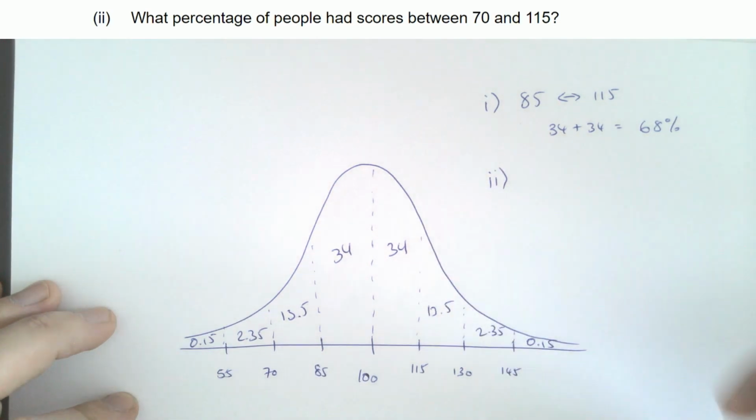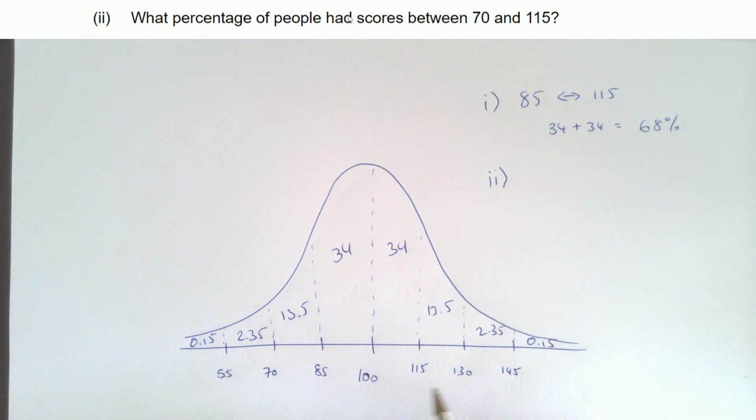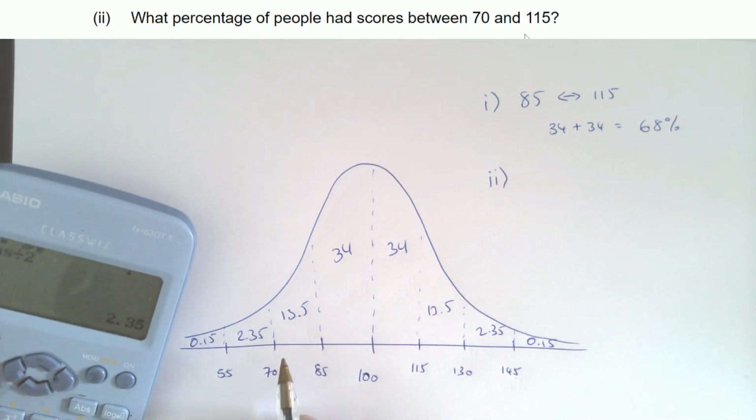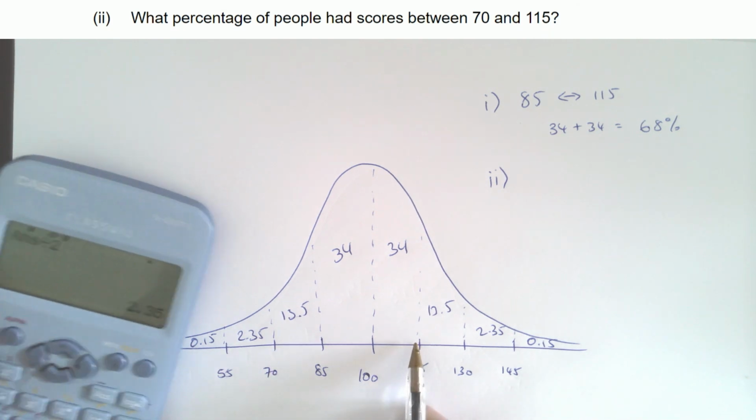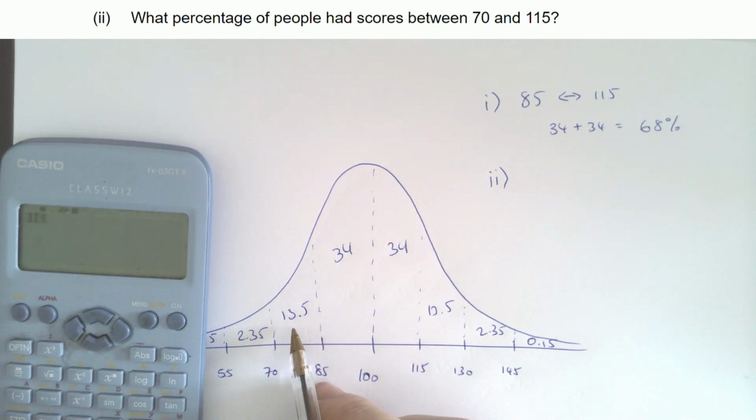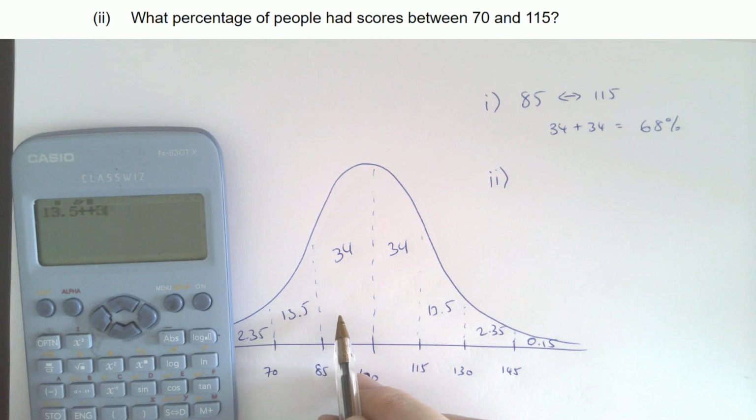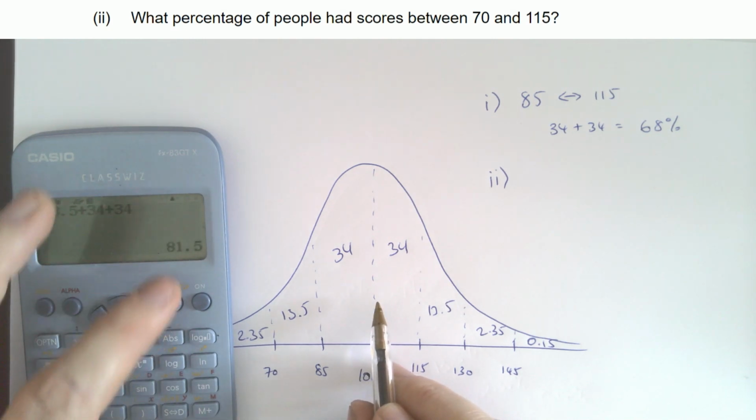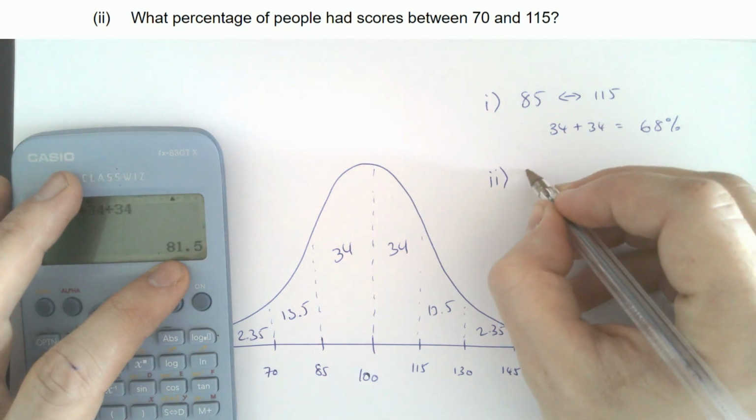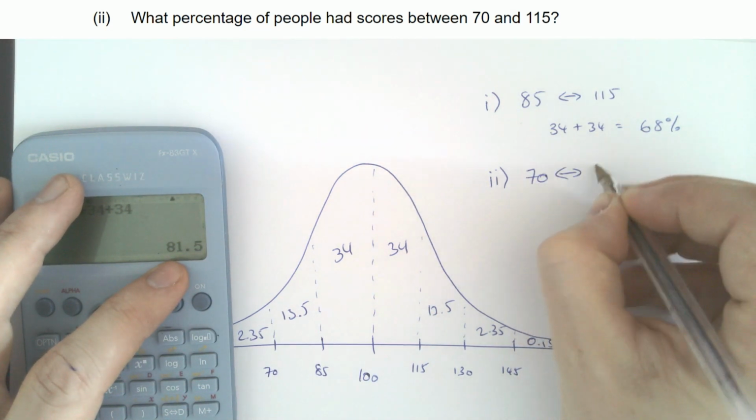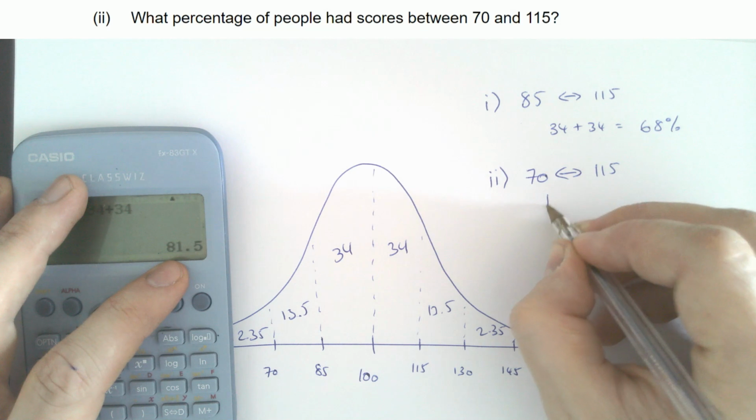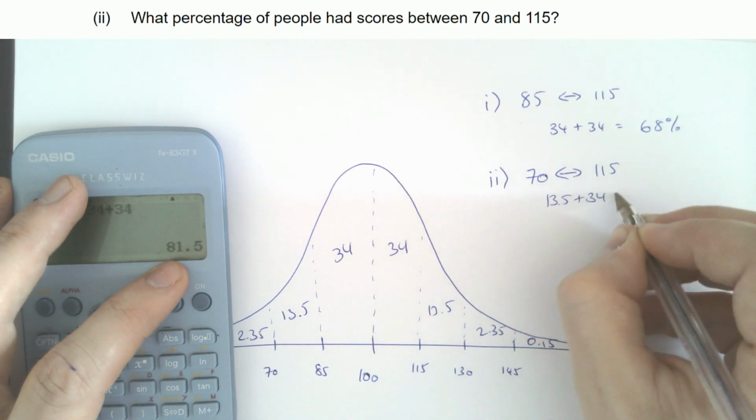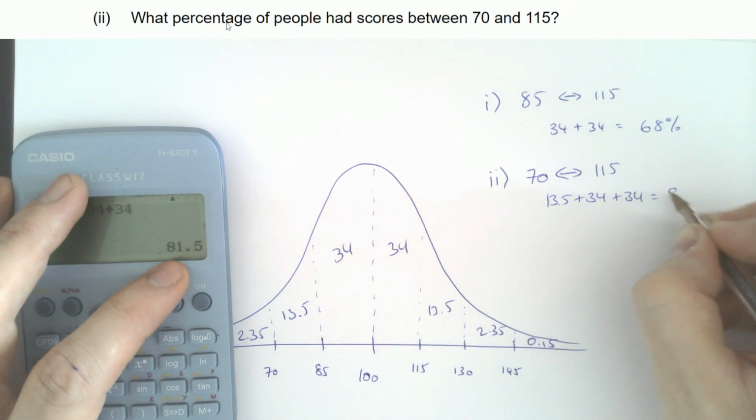Part 2 then. What percentage of people had scores between 70 and 115? So between 70 and 115, I'm going from this region here all the way to here. I'm going to say it's 13.5 plus 34 plus another 34, so it ends up being 81.5. From 70 to 115, that's 13.5 plus 34 plus 34, which is 81.5%.